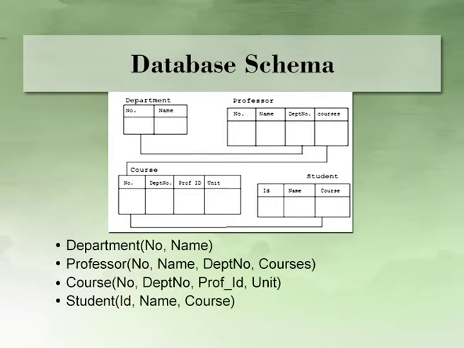Department with number, name; professor with number, name, department number; courses, and then there is another table, course, with number, department number, professor ID, unit; and then student with ID, name and course. This is a simple database. The 4 tables constitute a complete database schema of the university. So, whenever you want to create a database with a name, along with that database you have to create the interrelated tables. Here there are 4 tables, and you can find the relation also.